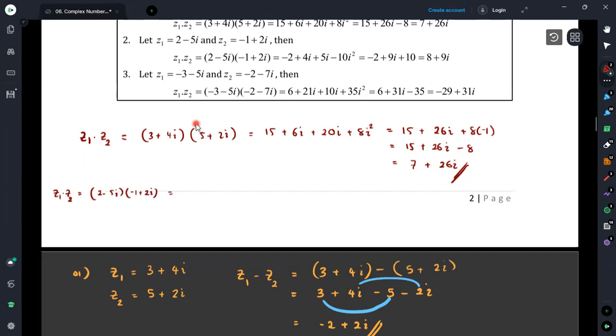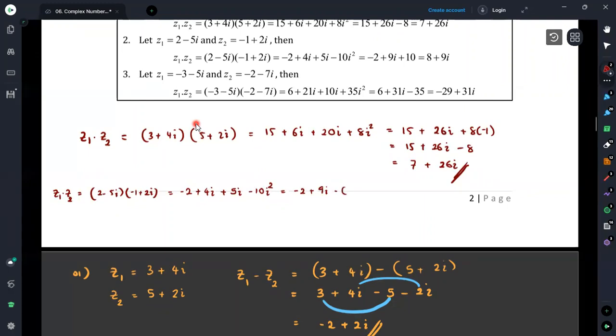Then we can get the multiplication here: 2 times minus 1 is minus 2. Then 2 times plus 2i is 4i. Then minus 5i times minus 1 is plus 5i. Then minus 5i times plus 2i altogether gives minus 10 i squared. But we know the value of i squared is minus 1. Then we will get minus 2 plus 4i plus 5i. Altogether we can get the value as 9i.